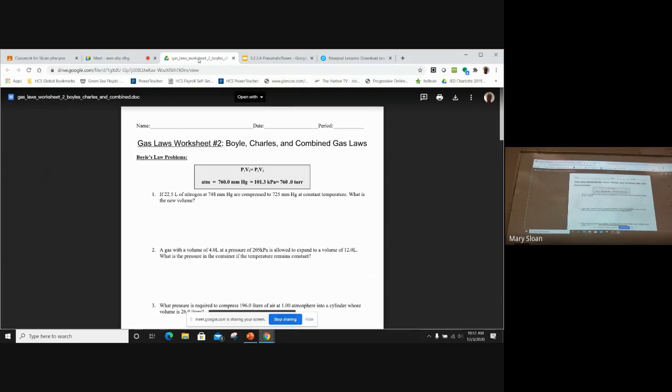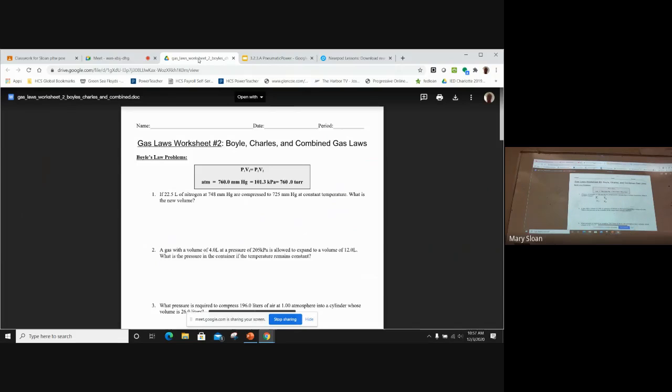So let's look at the first problem. It says in a 22.5 liter of nitrogen, there is 748 millimeters of mercury compressed at 725 millimeters of mercury at a constant temperature. What is my new volume? So the first thing we're going to do on our paper, P1, V1, P2, V2. Write that on your paper.